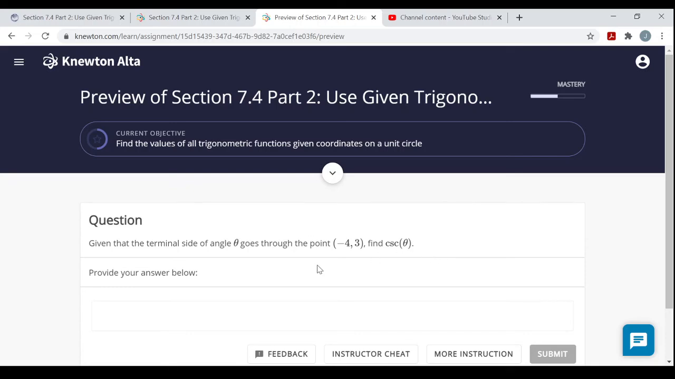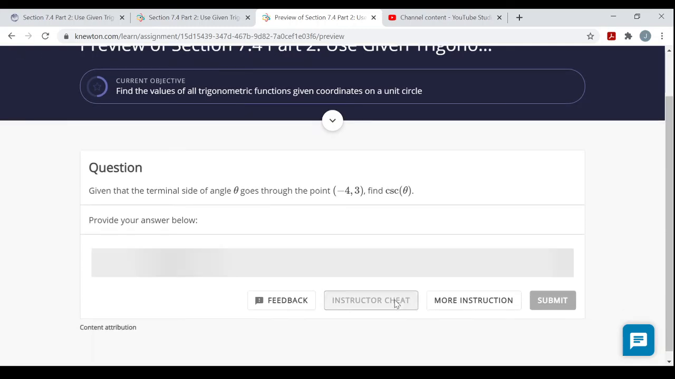Yeah, so this is similar to a problem earlier, but this time you're in quadrant 2, right? Negative x coordinate, positive y coordinate. And you're asked for the cosecant, right, instead of the secant. Cosecant would be the radius divided by y, right? Just the reciprocal of sine. So I'll leave that to you.